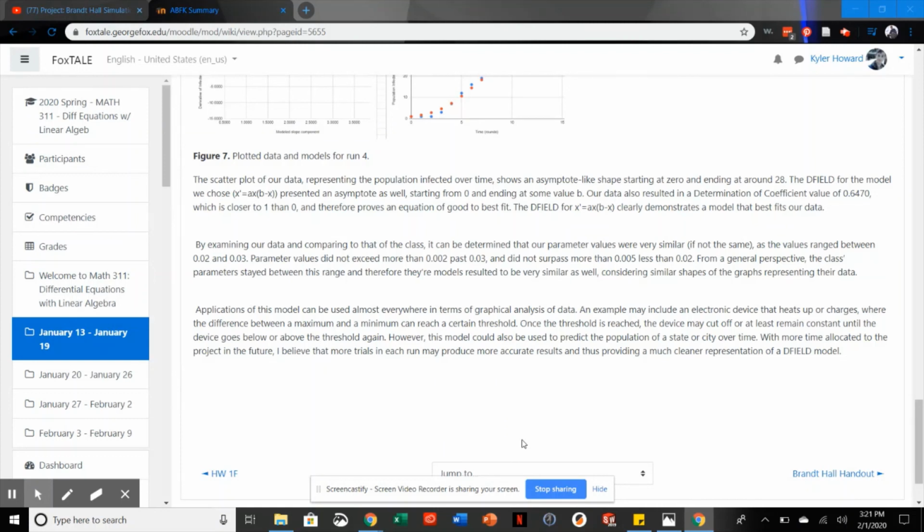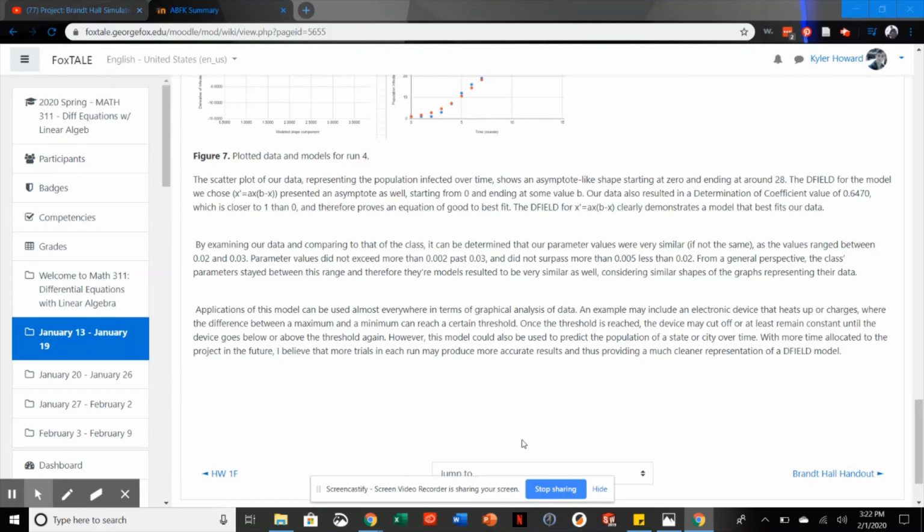Applications of this model can be used almost everywhere in terms of graphical analysis of data. An example may include an electronic device that heats up or charges, where the difference between a maximum and a minimum can reach a certain threshold. Once the threshold is reached, the device may cut off or at least remain constant until the device goes below or above the threshold again. However, this model could also be used to predict the population of a state or city over time.